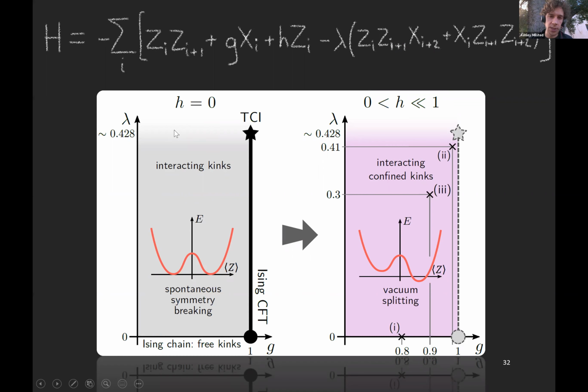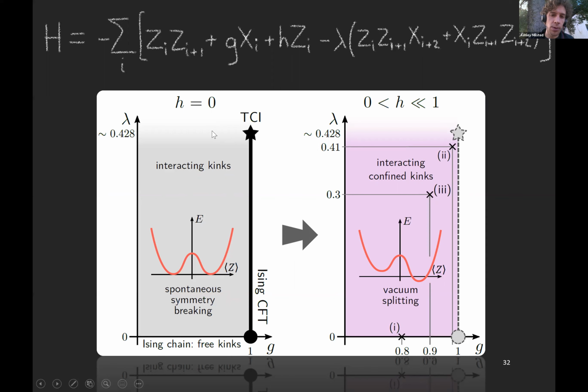On the left, this is without the symmetry breaking field, h equal to 0. We have the Ising chain, which is a theory of free kinks, if you like. Then there's the critical point at g equal to 1. If you turn on lambda, you get this Ising critical line and a tricritical point. And for g less than 1, you have interacting kinks as soon as you've turned on this lambda term.